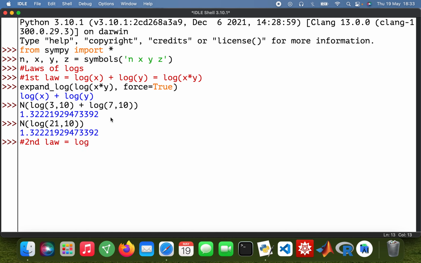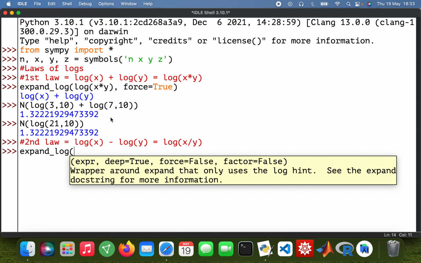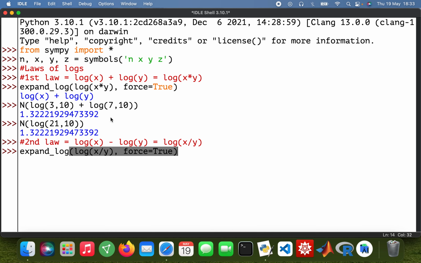And then the second law, so that says log x minus log y equals log of x divided by y. So I'll do this new thing, expand log, then log x divided by y, then force true. So there we are.